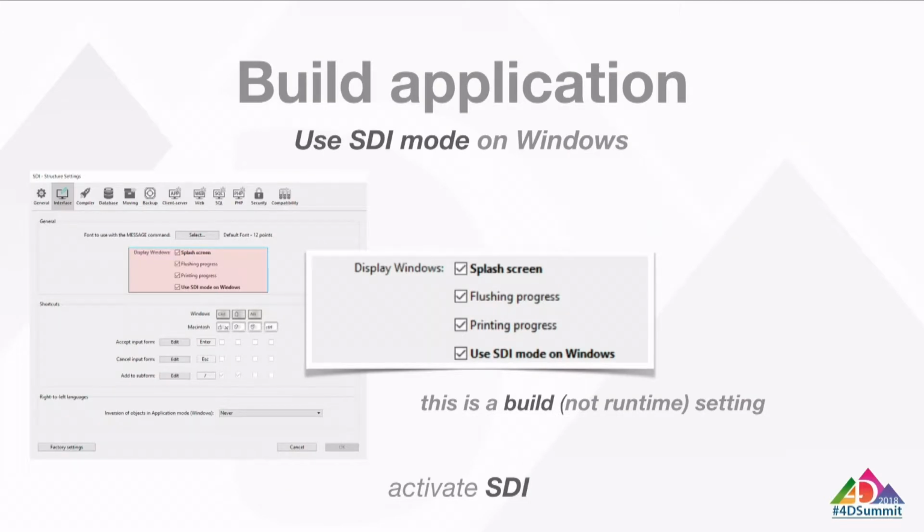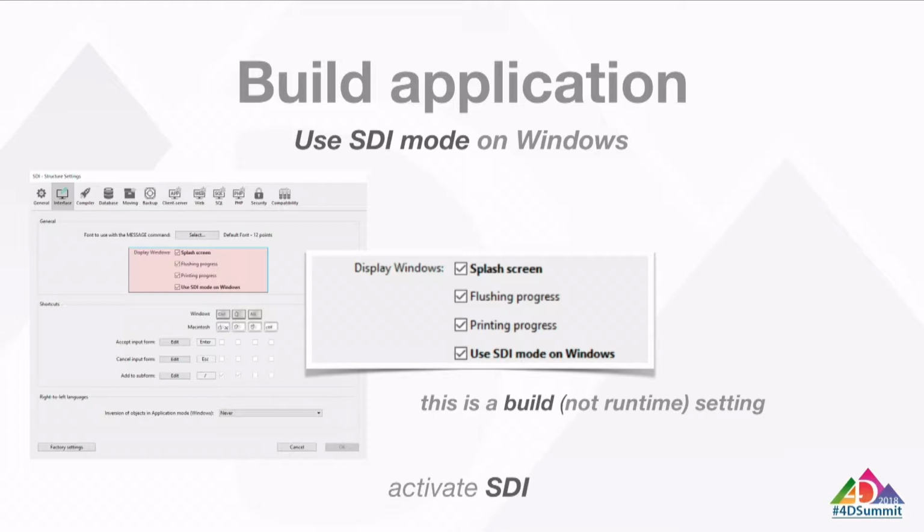Now, as was explained during the keynote, there's a new checkbox in the interfaces page, use SDI mode on Windows. So you're going to click that, and what you need to keep in mind is that this is actually a build setting. In other words, even though this is a database setting, so technically you can build an application, SDI or MDI, and go to database settings and then check or uncheck this option, but you can't change it at runtime. Once you've built an application in SDI, then it's SDI forever. You can't go to MDI or vice versa.